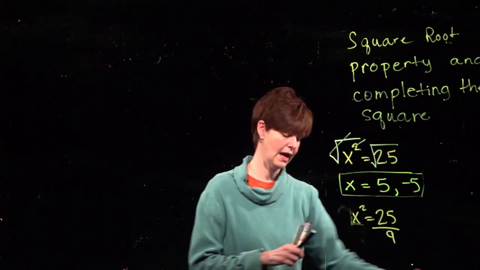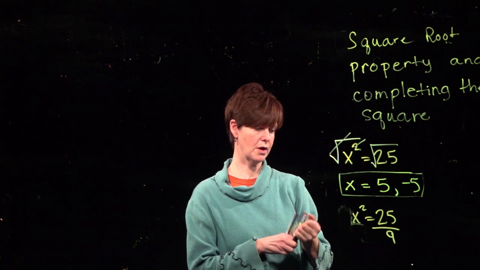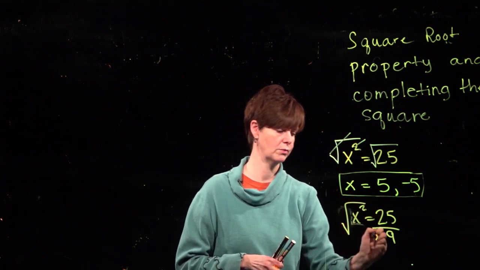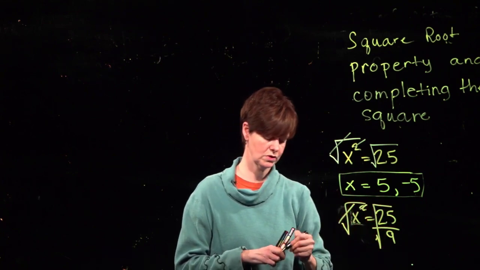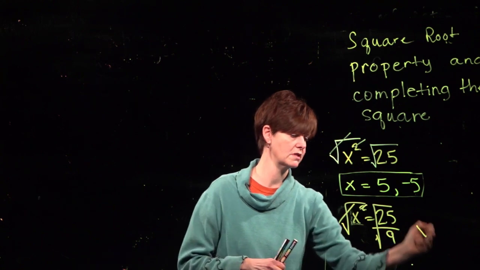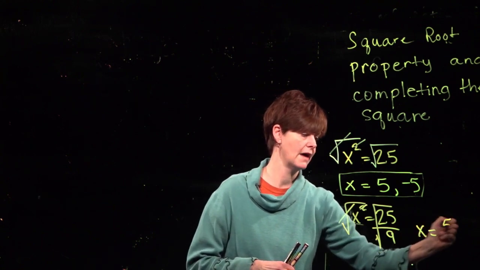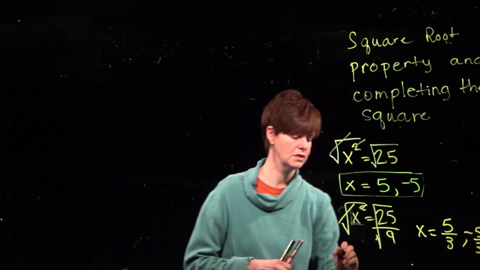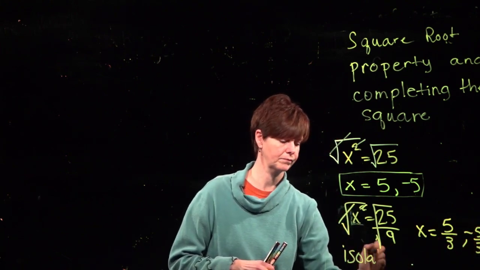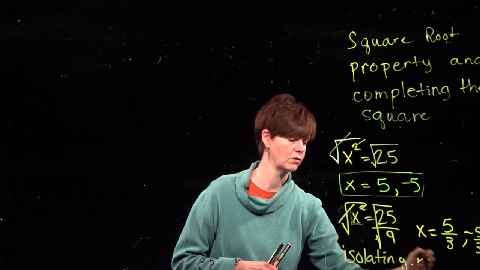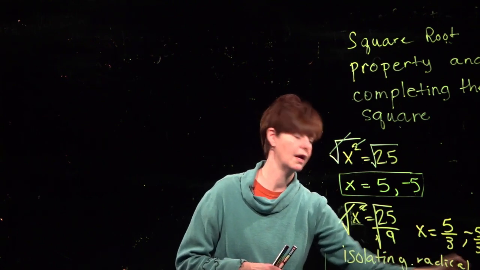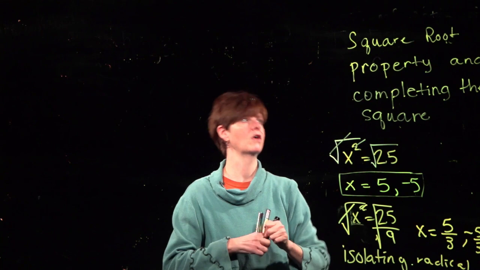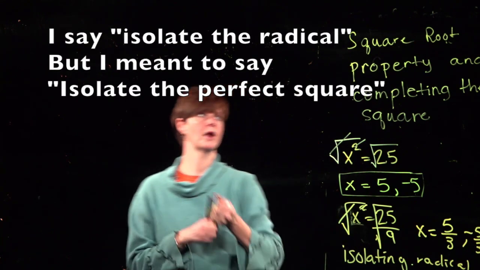Now, what I have is something that looks like the previous problem where I can now take the square root, and the square and square root cancel, and I have a solution of x equals 5 over 3 or negative 5 over 3. So this is called isolating. You're isolating the radical first. You get it by itself. So that's the square root property.